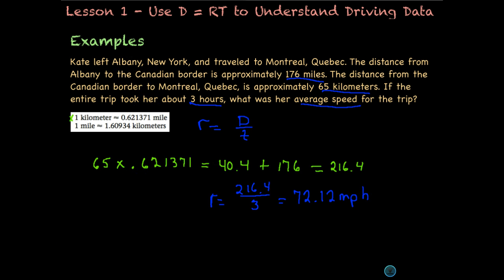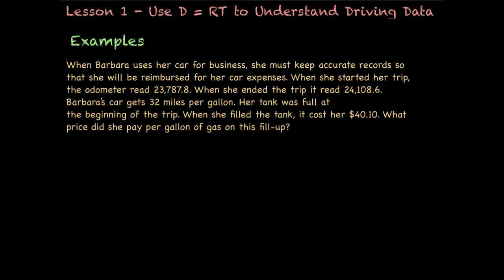Okay, let's try another example. In this example, Barbara uses her car for business. She must keep accurate records so that she'll be reimbursed for her car expenses. When she started her trip, the odometer read 23,787.8 miles. When she ended the trip, it read 24,108.6. Barbara's car gets 32 miles per gallon. Her tank was full at the beginning of the trip. When she filled the tank, it cost her $40.10. What price did she pay per gallon of gas on this fill-up?